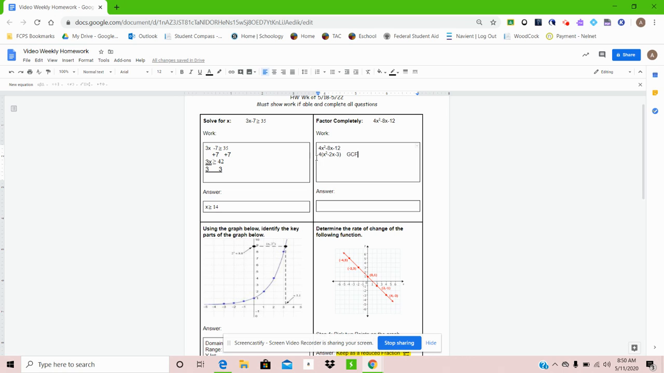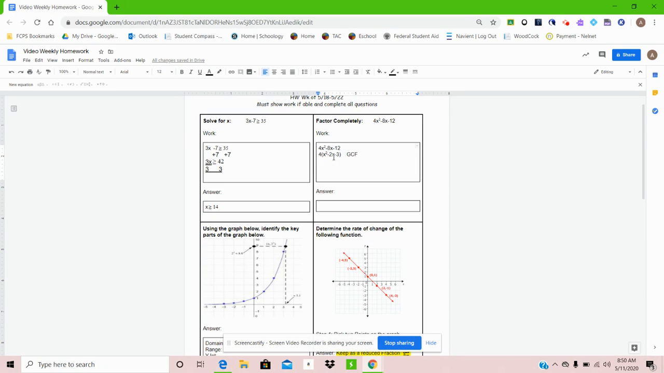And again, that was my GCF. How I came up with that is when I took out the 4, 4 divided by 4 was 1, 8 divided by 4 was 2, and then 12 divided by 4 was 3. Again, that first step was just finding the GCF. Then I now have a trinomial of x squared minus 2x minus 3.